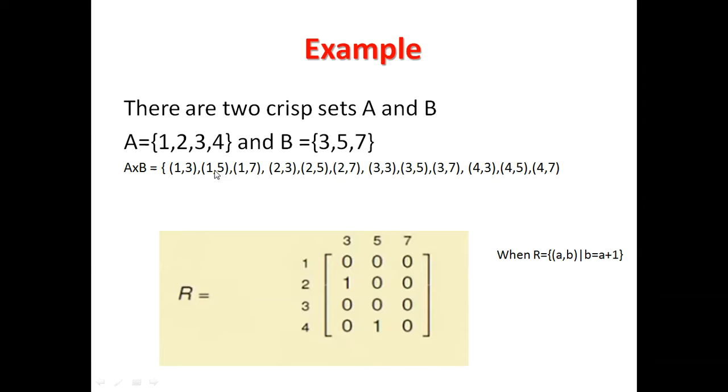If we check 1 and 5, again, the relation B equal to A plus 1 is not satisfied. With 1 and 7, it is not satisfied. So these all are 0. But when we are talking about 2 and 3, 3 is equal to 2 plus 1. So this relation is satisfied. That's why we are having 1 here. Again, 0, 0, 0 in these places. With 4 and 5, you are seeing 5 is equal to 4 plus 1. So this relation is satisfied and we are having 1 in this place. And again, 0 at (4,7). Right. So in this way, we have formed a matrix of the relation that we have defined.